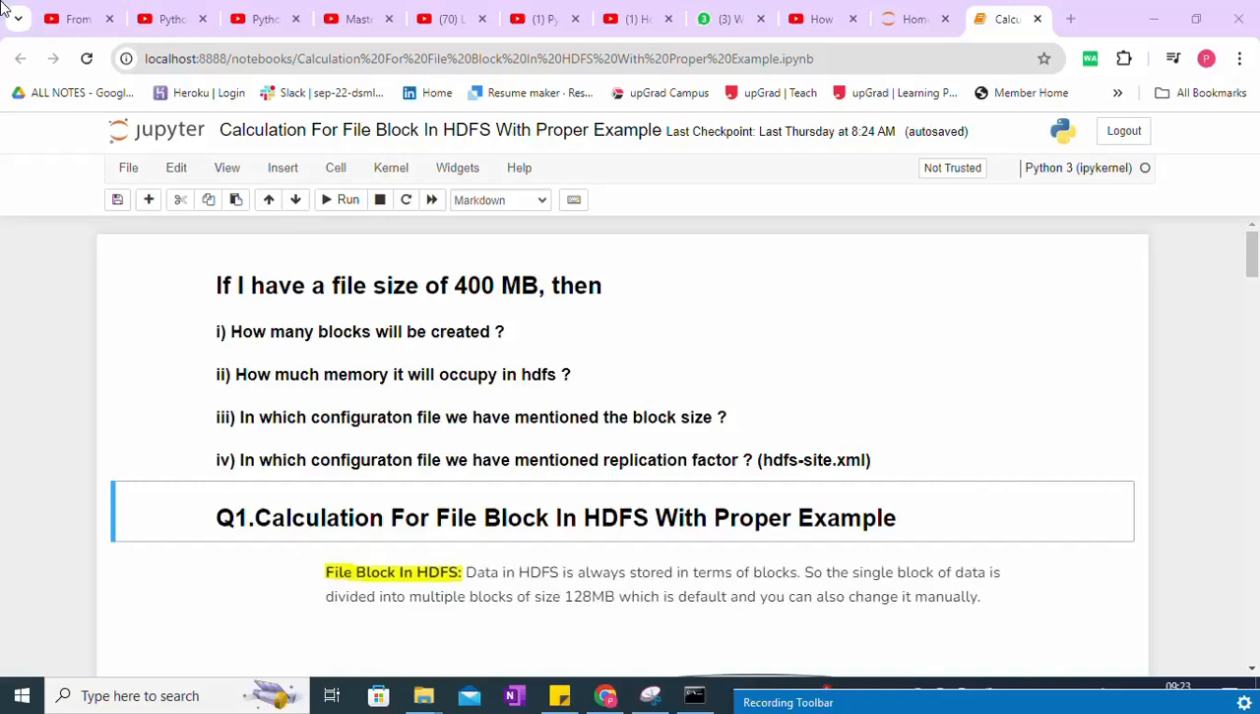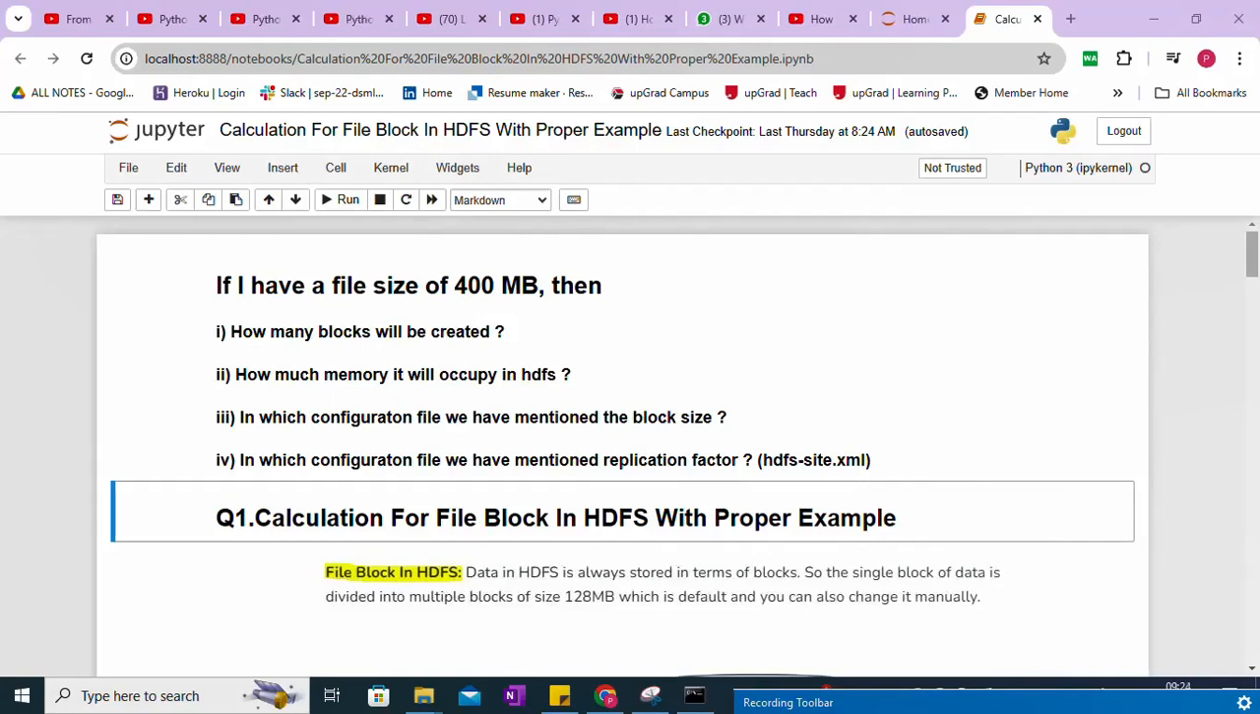Today we are going to discuss one of the most important questions which comes up in all product-based companies as well as service-based companies, and it comes in the semester exam also. For example, I will give a file size. Okay, let's say 400 MB or 800 MB or whatever.